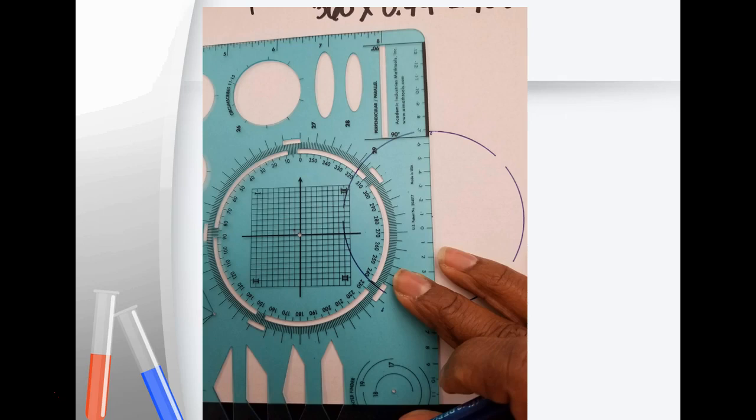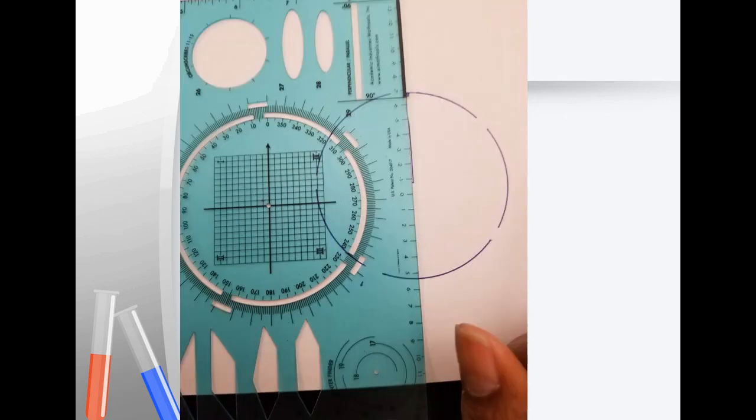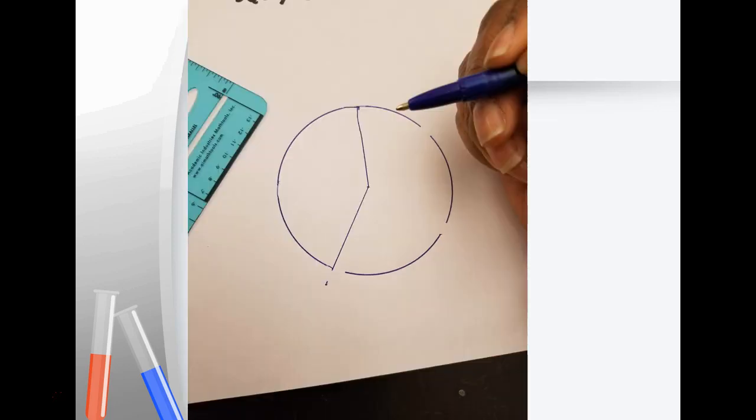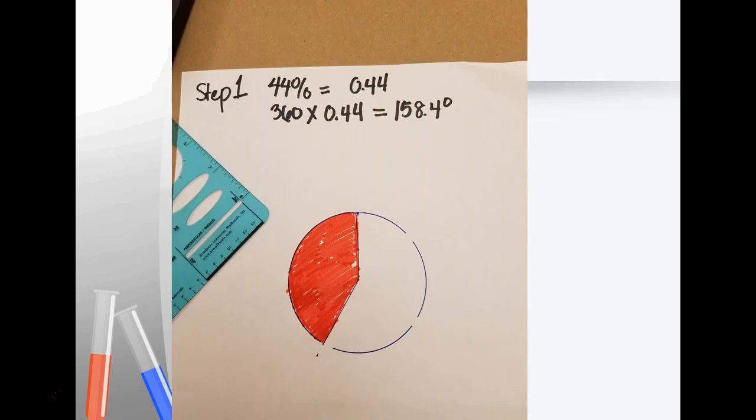You have the 0 marked off. You have the center marked off. You will have 158 degrees marked off. Draw the lines for your angle. This first line is for the 0 degree mark. The second line measures out 158 degrees. This shows you what 158 degrees looks like in this 360 degree circle. You want to color in each one of your percentages a different color.